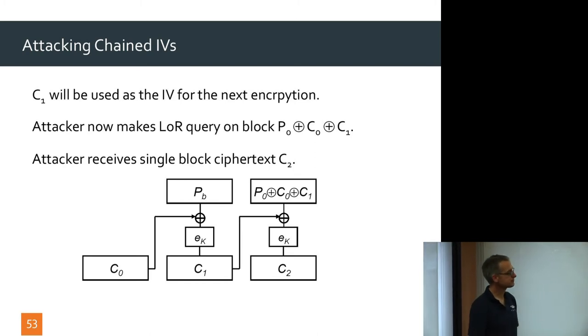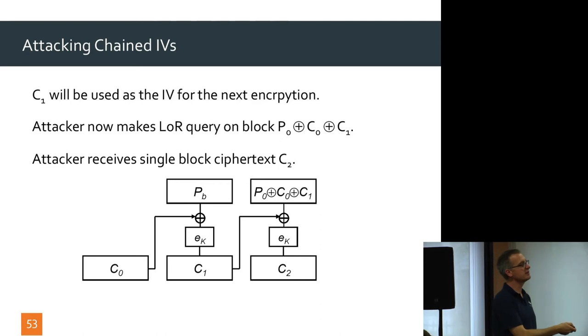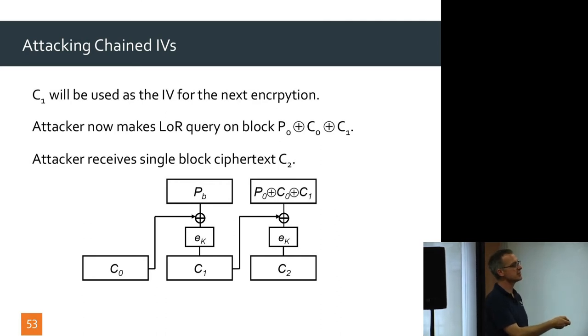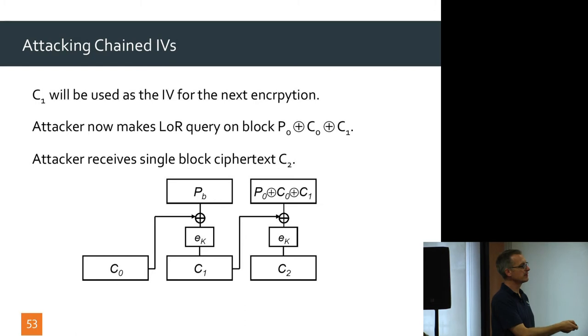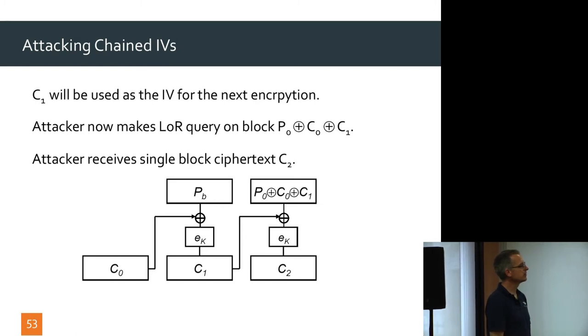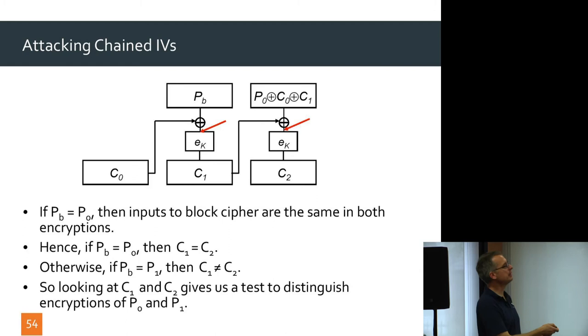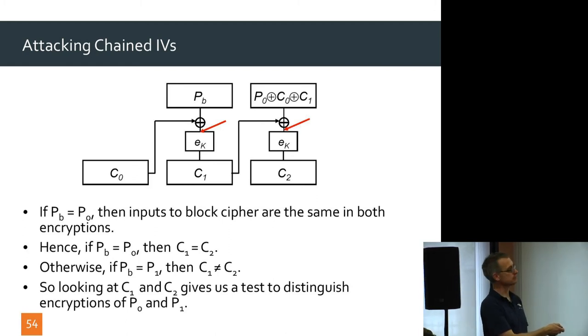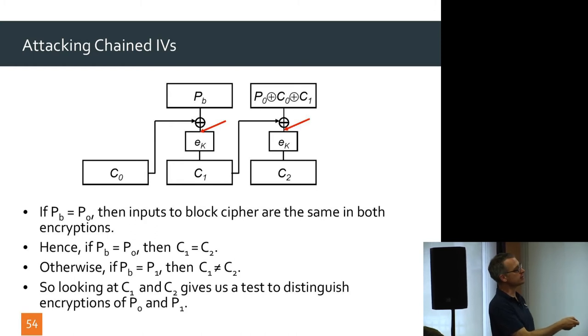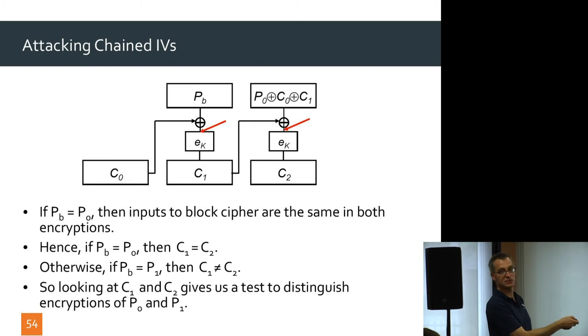Here's a picture. So here's C1 being used as the IV to encrypt this P0 XOR C0 XOR C1, getting a C2. Okay, now, let's see what happens. If PB was equal to P0, okay, if this B was equal to 0, then let's look at what's going into the block cipher here, EK here and EK here. In this case, it would be C0 XOR P0 going in. And in this case, what would it be? Well, it would be C1 XOR this stuff, which would be P0 XOR C0.